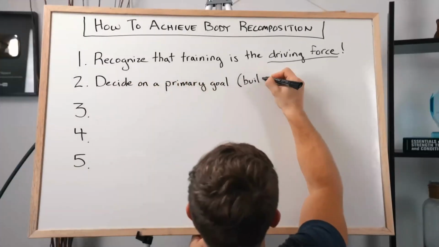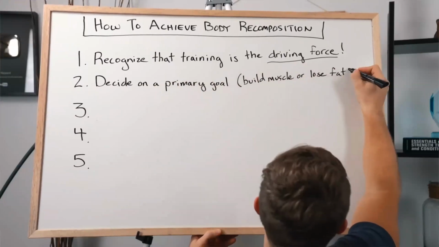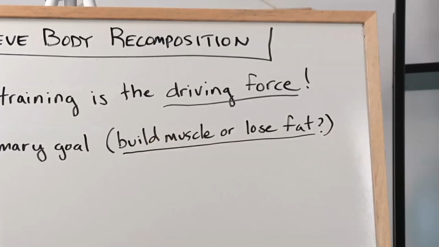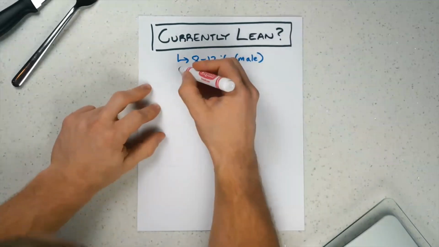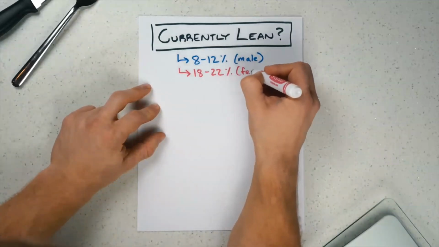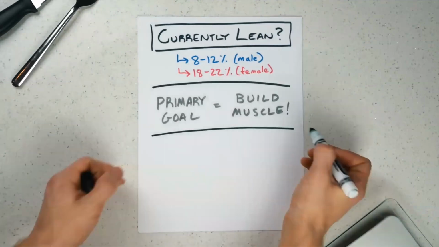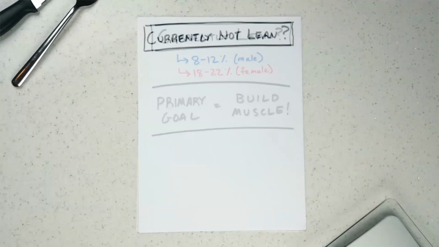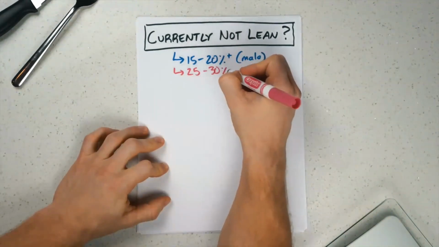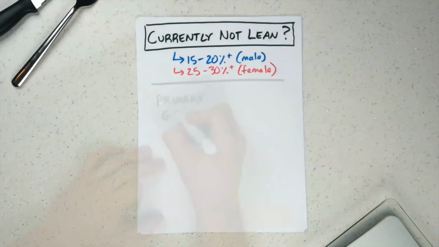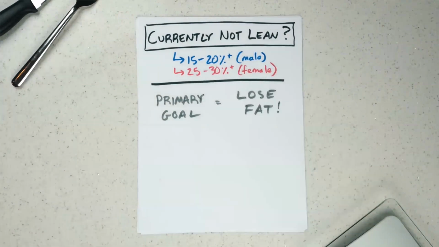Even though you may want to do both at the same time, it's important to establish which is more important to you. For example, if you're currently on the leaner side, let's say 8 to 12% body fat as a male or 18 to 22% as a female, then your primary goal should probably be to build muscle. And if you're not so lean, somewhere between 15 to 20+% as a guy or 25 to 30+% as a girl, then maybe your primary goal should be to lose fat.